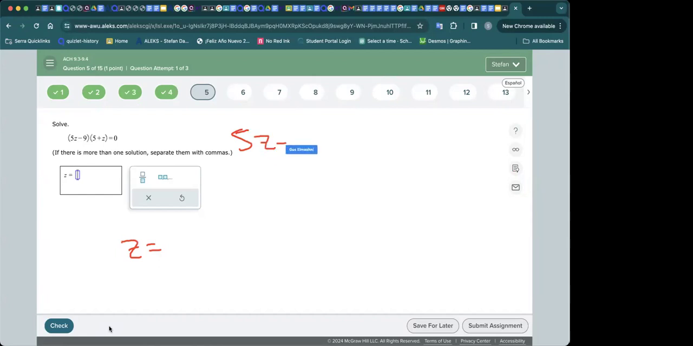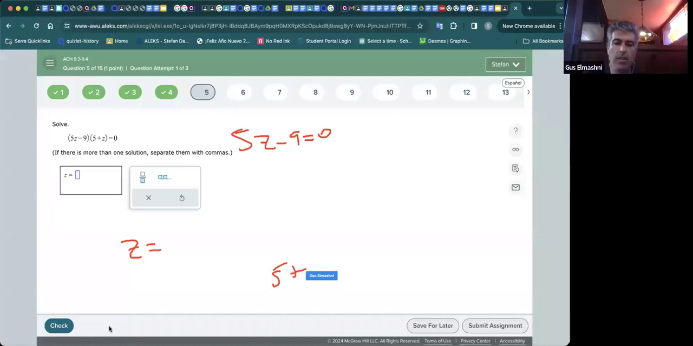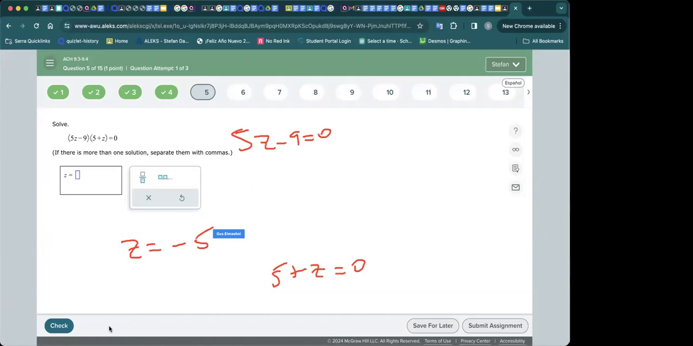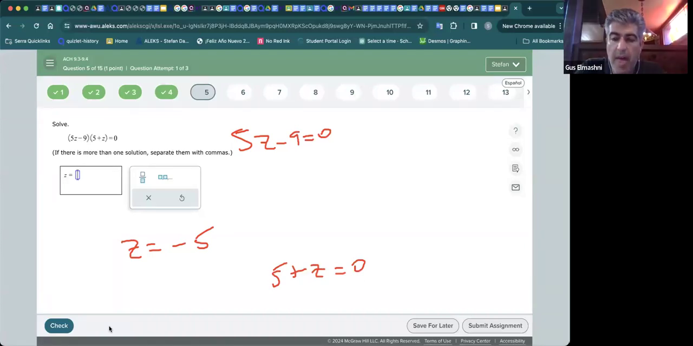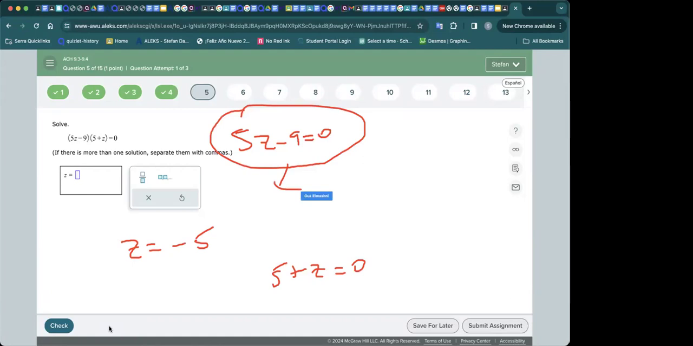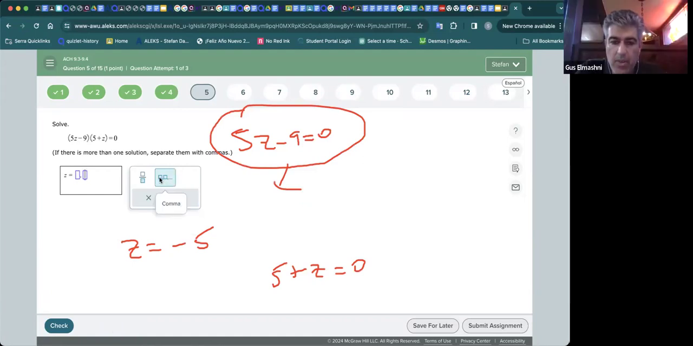Oh, so it's zero. Kind of. Oh, negative five. That's one of them. What was the other? Negative five, one. Or negative five, negative one. Negative five, negative ten. No, solve it. You're not solving, you're just guessing. You solve this one.